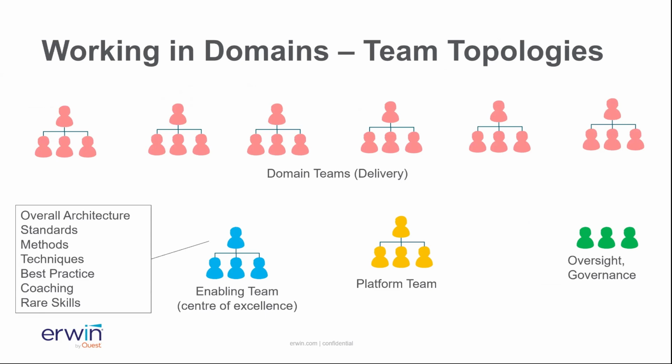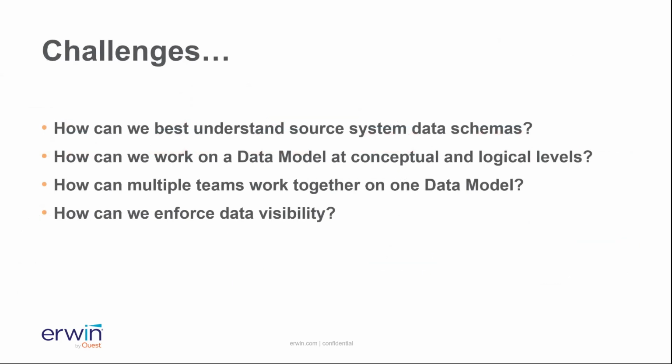So that's a quick run through of what the challenge is in there, and really the questions we have in there as well. How can we best understand all those source system data schemas that are coming in so that we understand the source domains? And then when we're inside a domain, how can we work on the data models necessary at conceptual and logical levels? But then not only that, but how can we then scale that up to have multiple teams working together on one data model and enforce things like data visibility so that teams are working on data within their own scope?